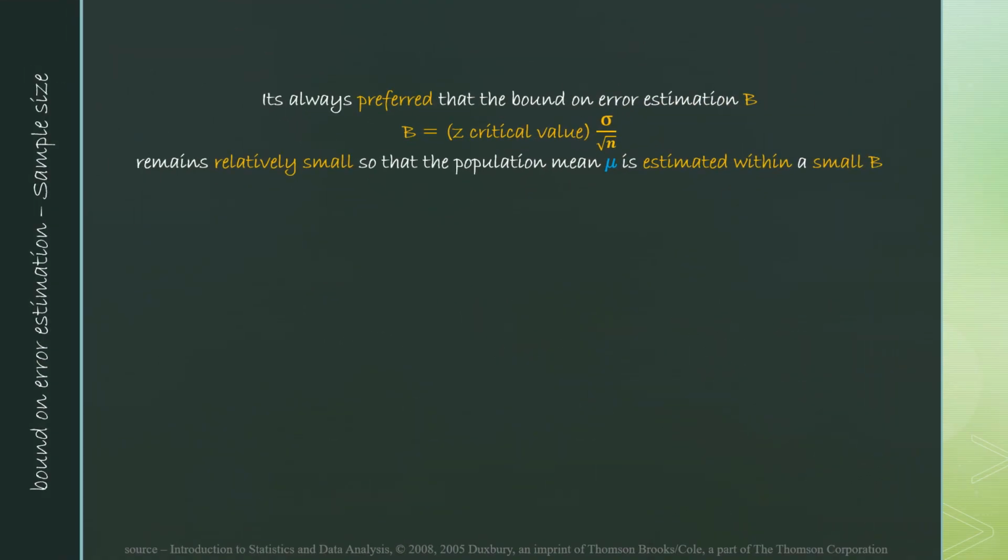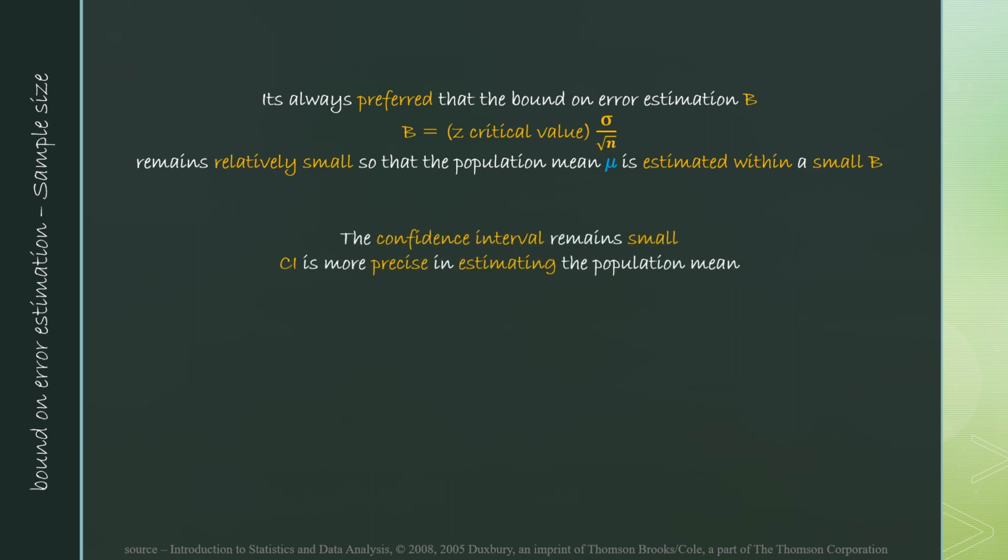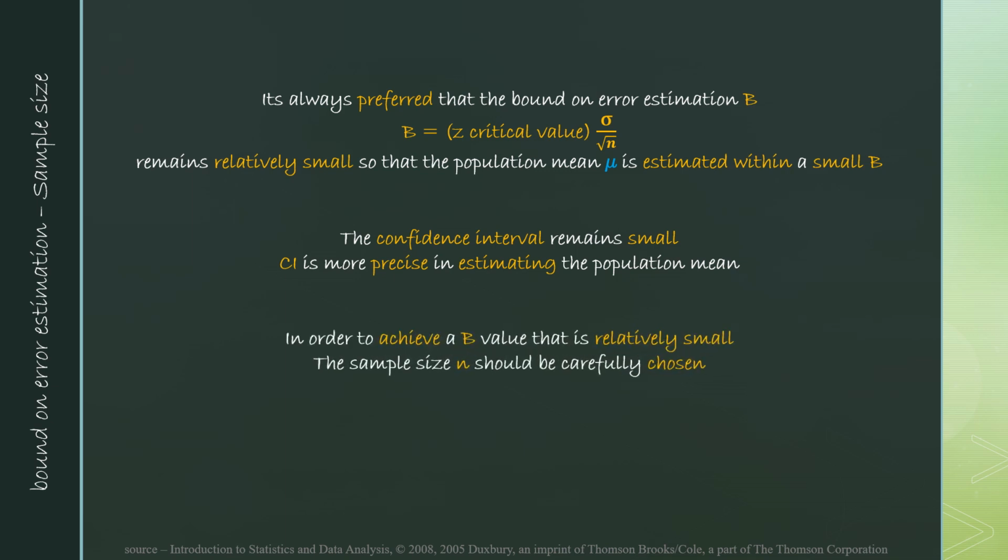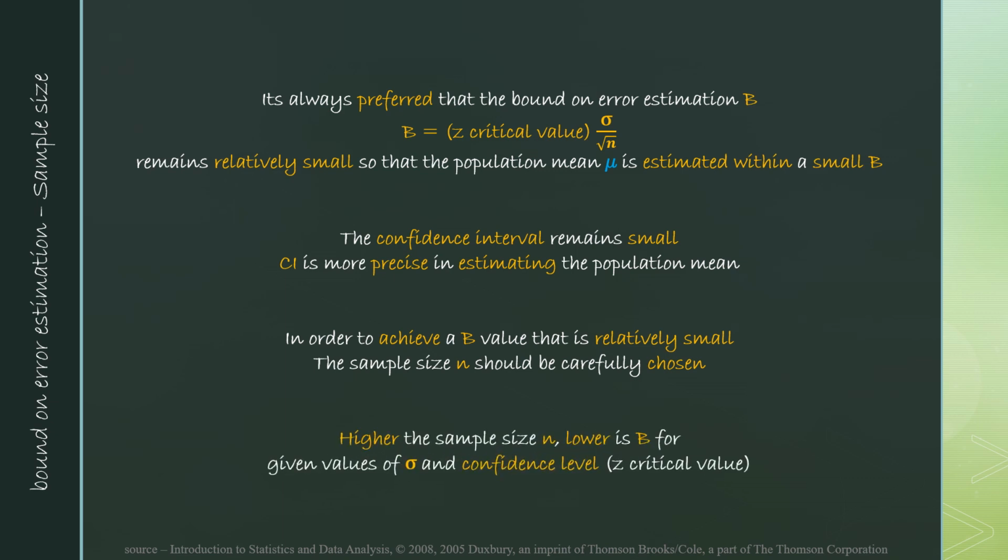It is always preferred that the bound on error estimation b remains relatively small so that the population mean mu is estimated within a small b. The confidence interval remains small and the CI is more precise in estimating the population mean. In order to achieve a b value that is relatively small, the sample size n should be carefully chosen. Higher the sample size n, lower is b for given values of sigma and confidence level, that is the z critical value.